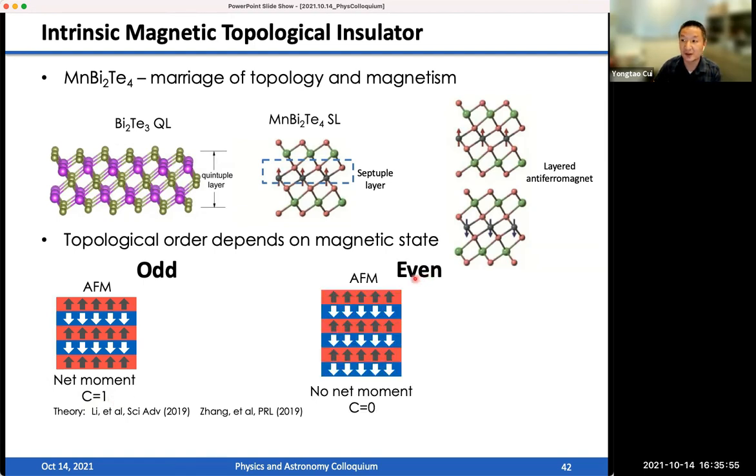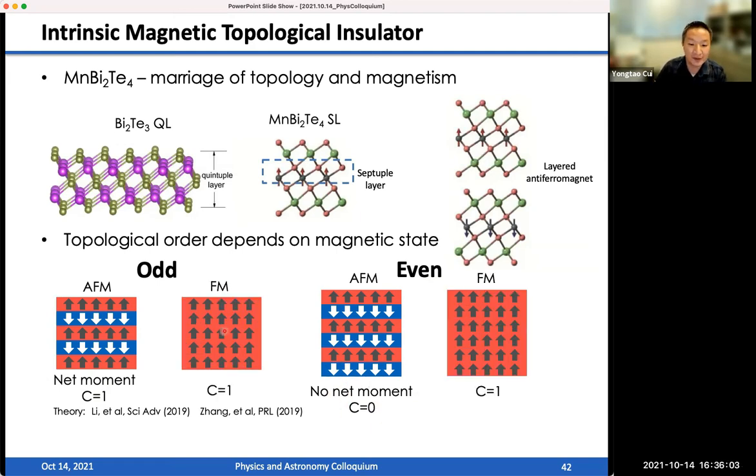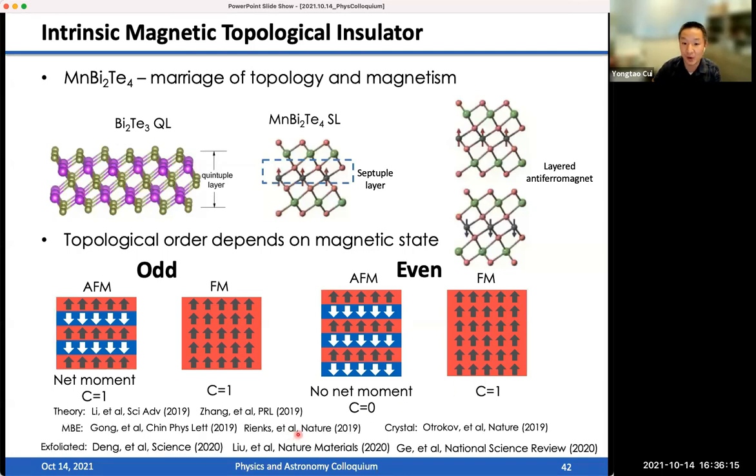On the other hand, for the even system, we expect that there's no net moment, so the Chern number has to be 0. And if we drive the system into the ferromagnetic case, then odd and even become the same because they all have a magnetic moment with a non-trivial topological character. So in the last couple of years, there has been a lot of experimental work trying to probe the topological properties in all the different magnetic configurations. Although some of the results are published in top tier journals, the results are actually still highly controversial at the moment.